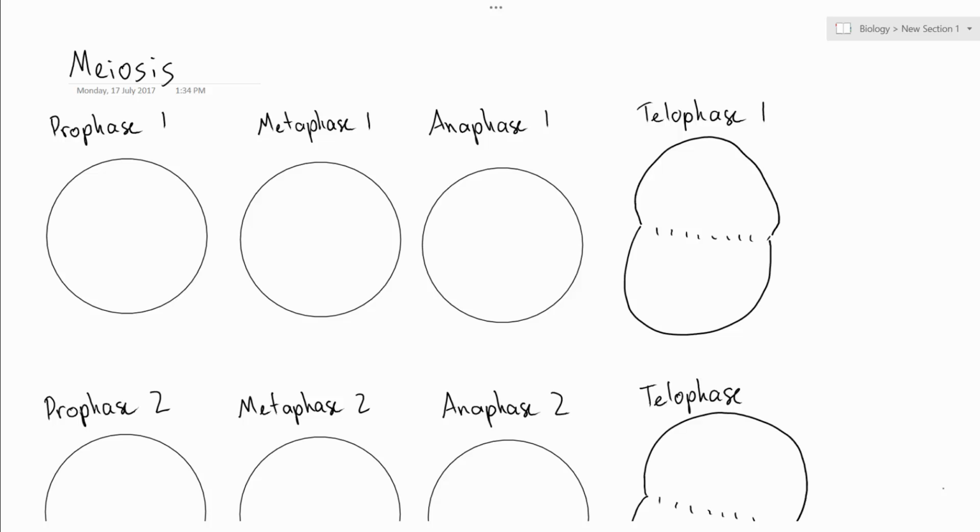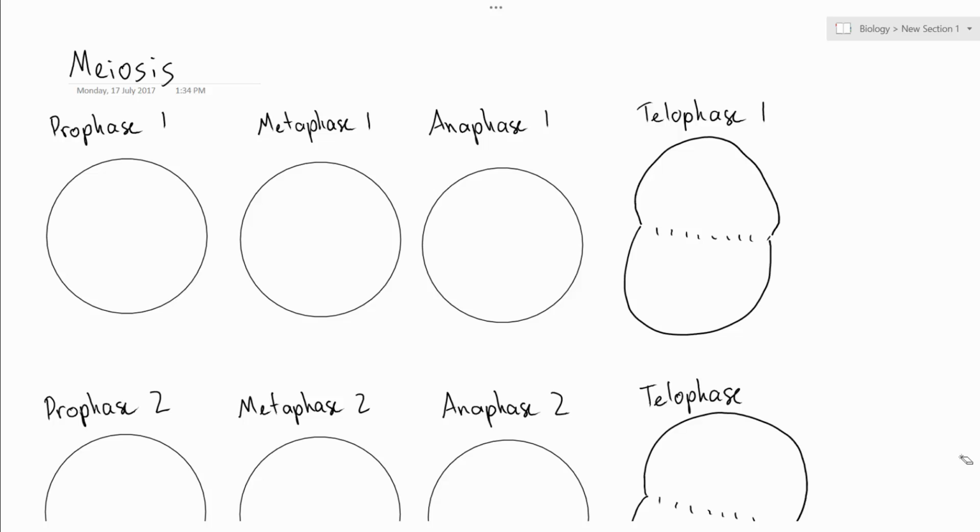Meiosis is the process which occurs in sexually reproducing organisms such as humans in order to be able to create sex cells. And this occurs in the sexual organs, so in the testes for males and in the ovaries for females. It's going to have some similarities to mitosis, but it's also going to have a few key differences. So I'll try and stress upon them so that we can distinguish the difference.